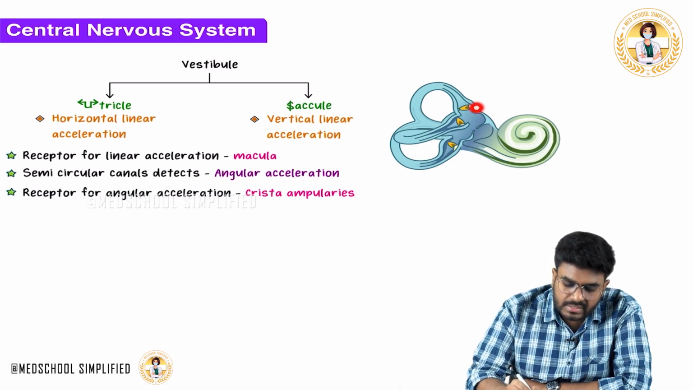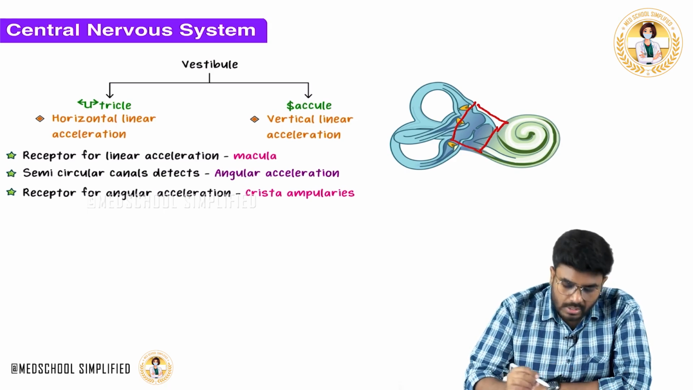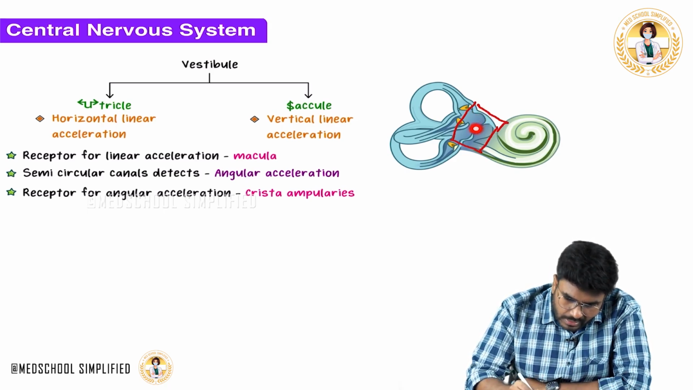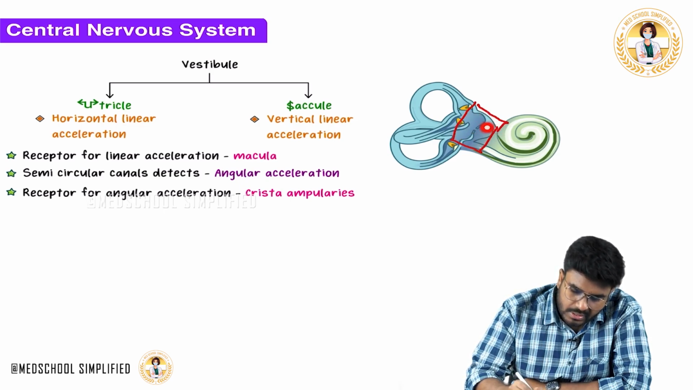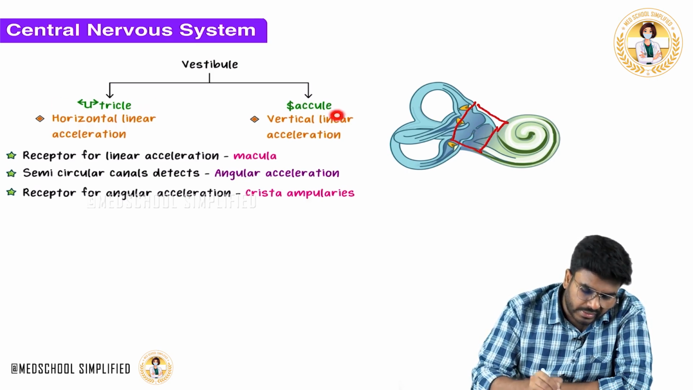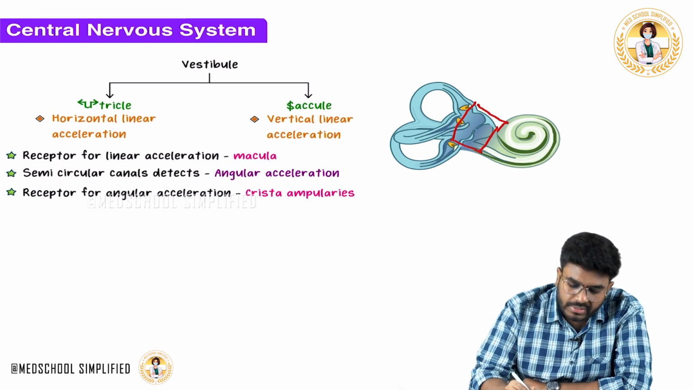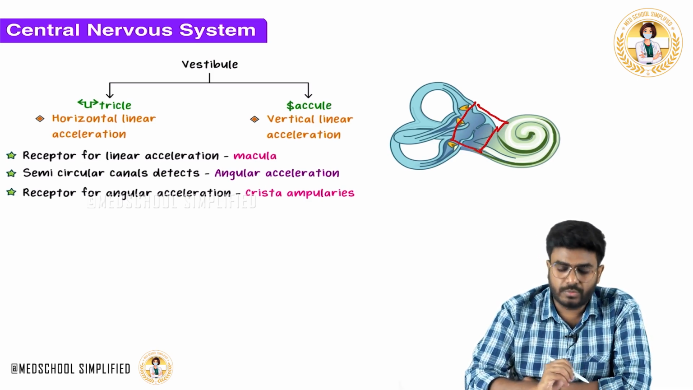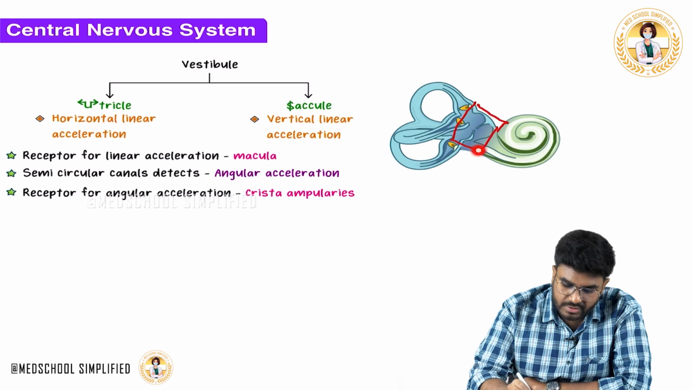Now, let's discuss. There is one structure which is present back to the cochlea, this box shaped structure. This structure is called the vestibule. In the vestibule, there are two structures present, this one and one more behind it. These two structures are called the utricle and the saccule. So utricle and saccule are the structures present in the vestibule. This box shaped area is the vestibule.